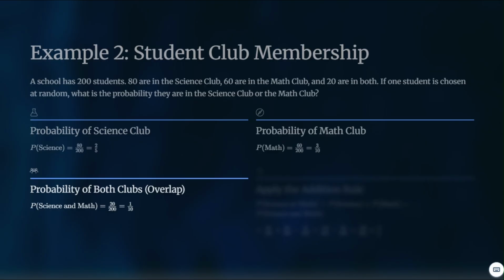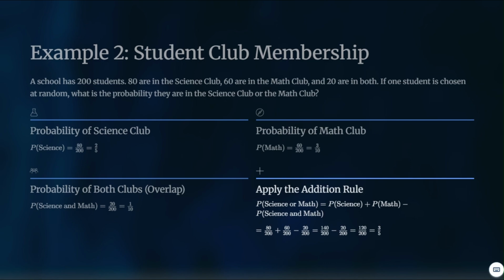So in order to find the probability that they are in the science club or in the math club, we'll apply the addition rule. That will be the probability of being in the science club plus the probability of being in the math club minus the probability of being in both clubs. And that will be 80 over 200 plus 60 over 200 minus 20 over 200, which equals 100 over 200, and that will simplify to 1 over 2, which will be the probability that they are in the science club or in the math club.